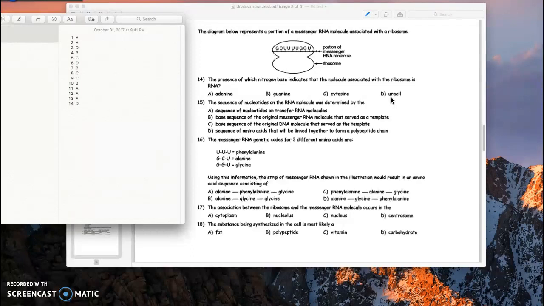So the sequence of nucleotides on the RNA molecule was determined by the, so for number 15, this is going to be C. The order of the mRNA is determined by the sequence of the original DNA. So DNA makes RNA. RNA here is going to determine our protein sequence.